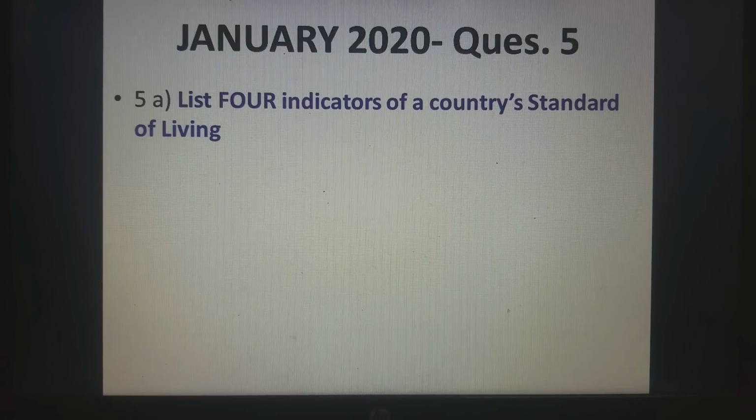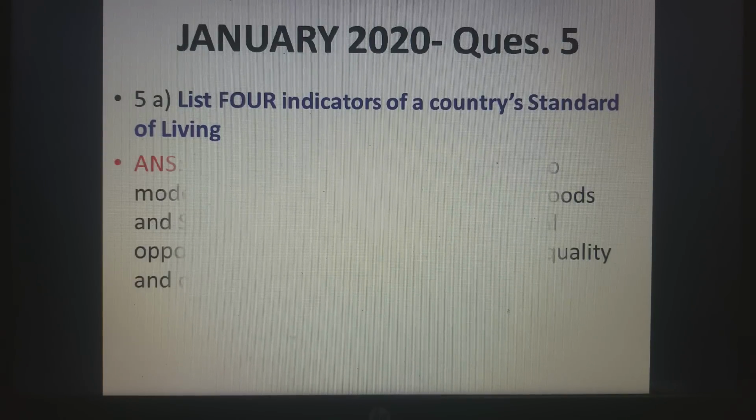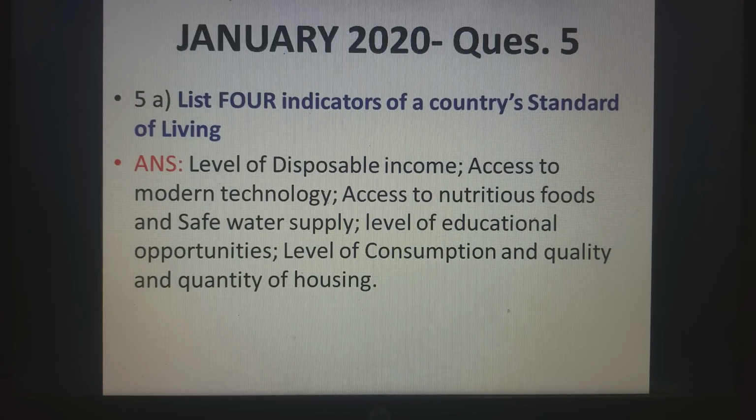We're moving to January 2020, question 5, and it says, list 4 indicators of a country's standard of living. Well, indicators here suggest a list, and you're just going to be saying them 1, 2, 3, 4. I have presented to you a number of options that you may list to get the 4.